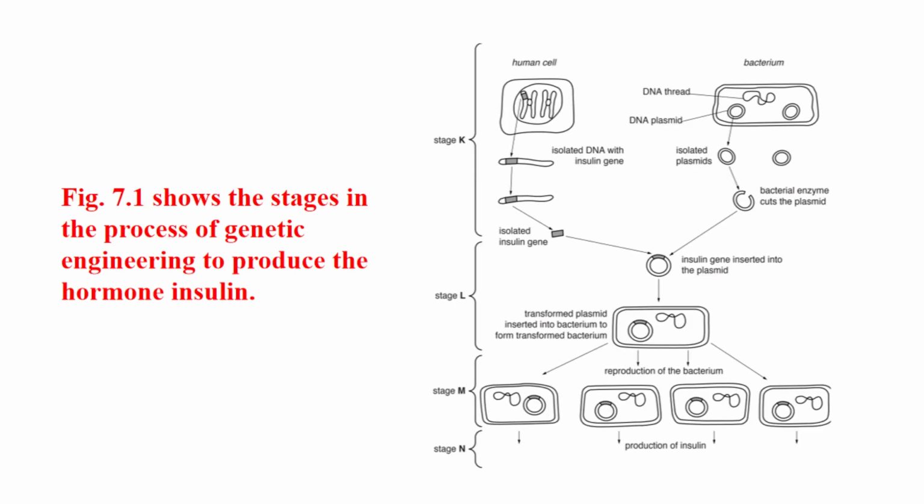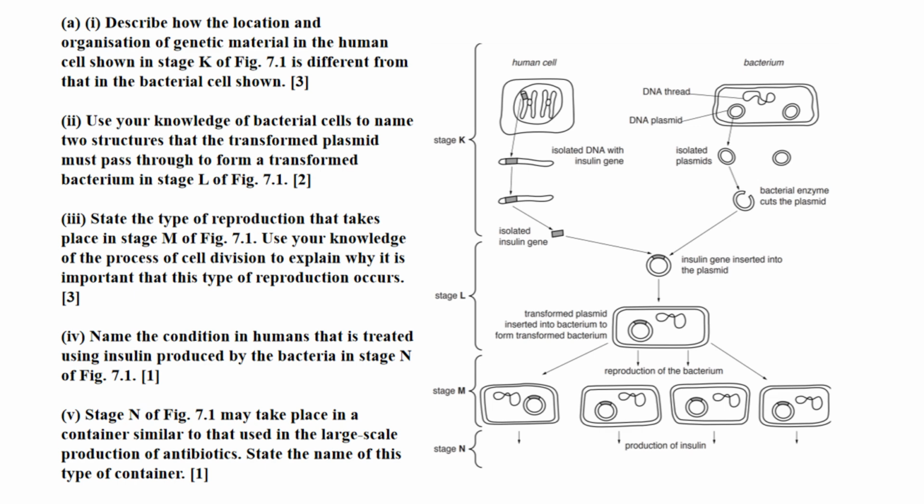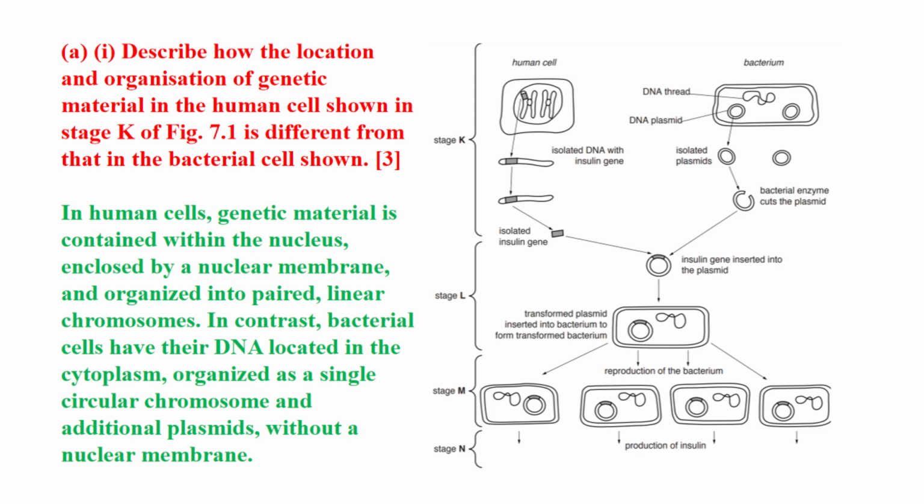Figure 7.1 explores genetic engineering, specifically the production of insulin. Let's break it down. Part A has 5 parts. Now let's look at them one by one. In Part A, Part 1, we need to describe how the location and organization of genetic material in human cells differs from that in bacterial cells.